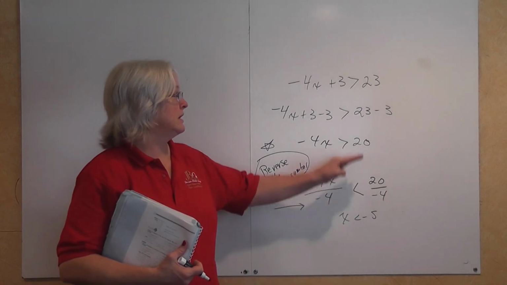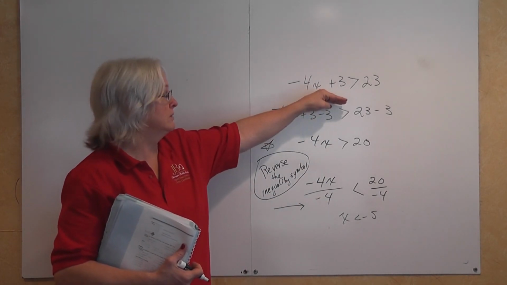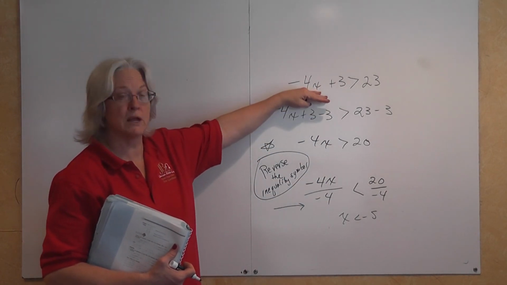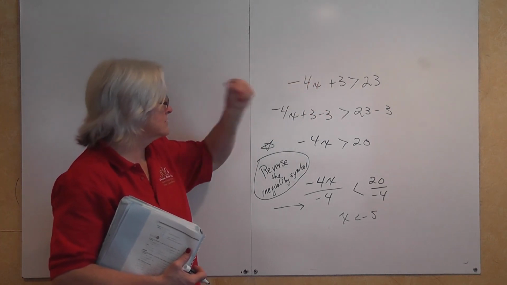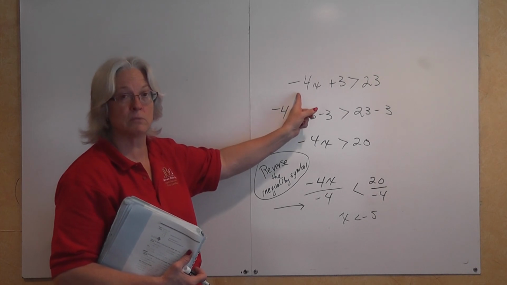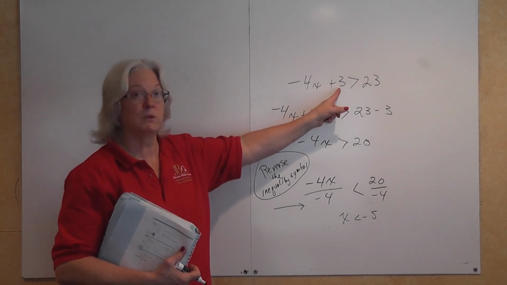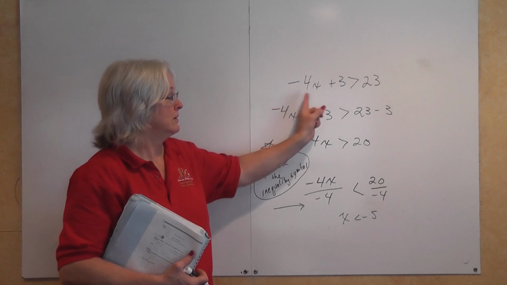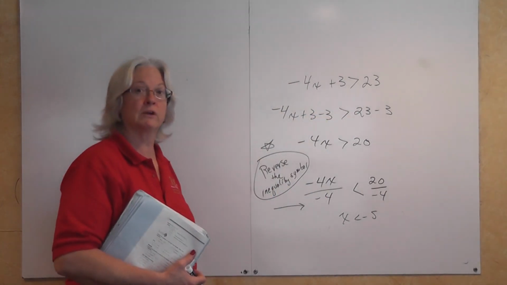Any number less than a negative 5 is going to make this a true statement. For example, negative 6. Negative 6 times a negative 4 is positive 24. Plus 3 is 27. 27 is greater than 23.